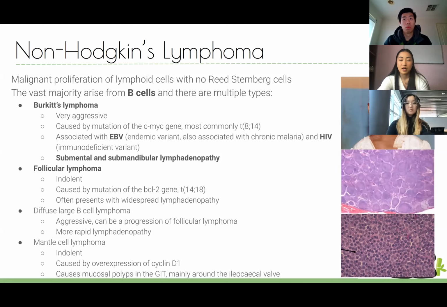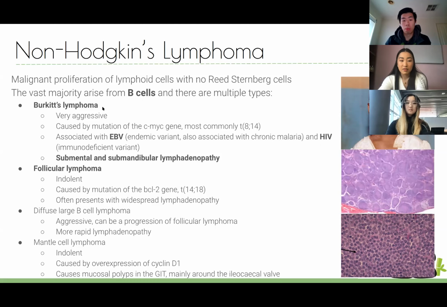So this is that classic massive submental and submandibular lymphadenopathy. So they come in with this massively deformed kind of jaw. It's associated with specific gene mutations, but really the main association to know is EBV and chronic malaria. HIV as well, but that doesn't come up as much.